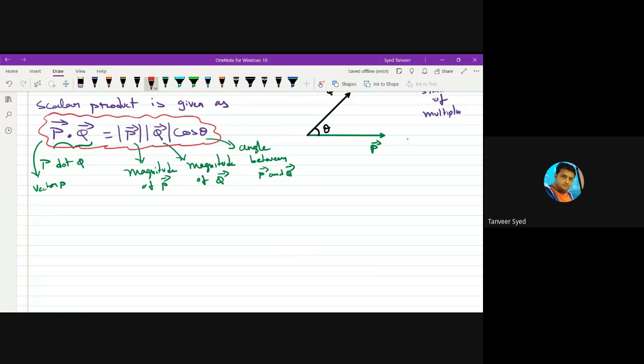So P dot Q is equal to PQ cos theta. Right. Now, if we take some properties of this, if theta equal to 0 degree, theta equal to 0 degree means the two vectors are parallel to each other. Then cos 0 is equal to 1. That means P dot Q is equal to PQ.